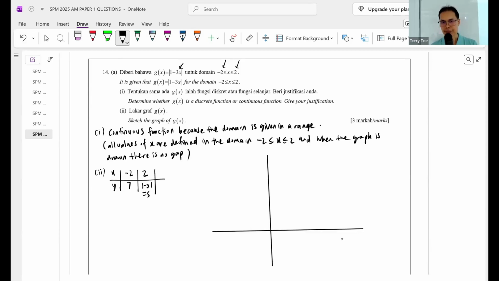Before you modulus, -2 is over here, +2 is here, 7 is over here, 5 is below.